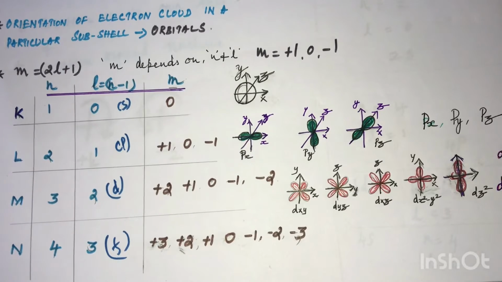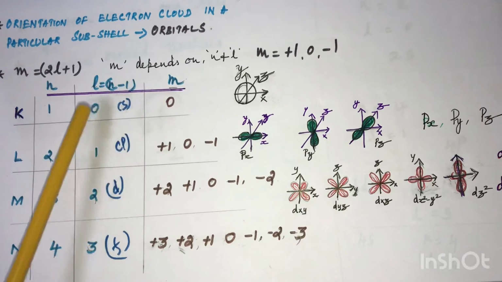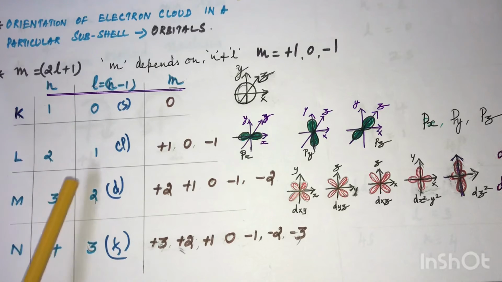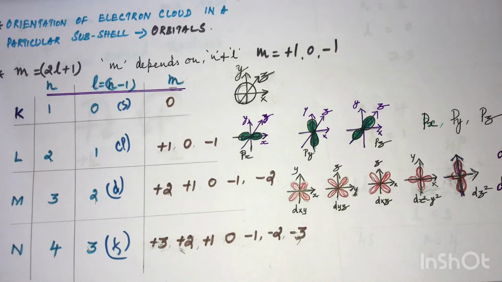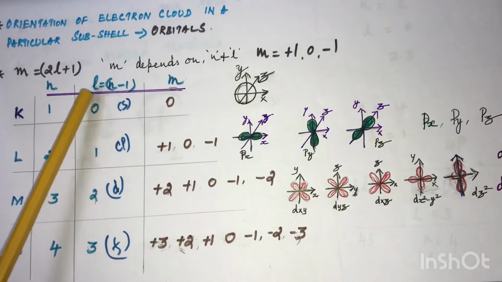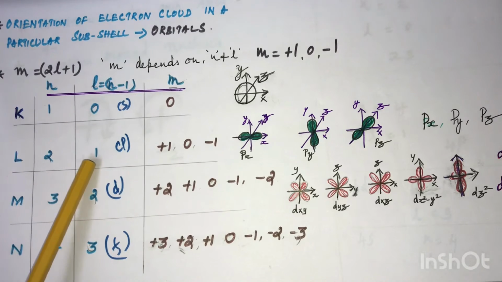For example, the main energy level n is equal to K, L, M, N. The principal quantum number values are n equal to 1, 2, 3, 4. For the l value, n minus 1, is equal to 0, 1, 2, 3. That is the sub energy level. Like that of K, L, M, N, the sub energy levels are s, p, d, f. For the value of l, 0 means the orbital is s orbital, l equal to 1 means p orbital, l equal to 2 means d orbital, l equal to 3 means f orbital.